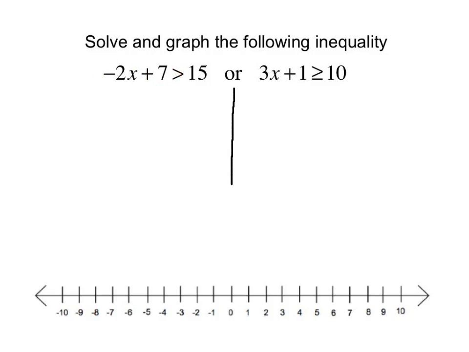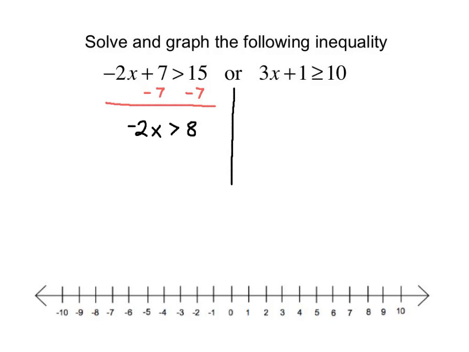I need to follow the opposite of the order of operations. So undoing the order of operations, I'm going to first deal with the addition by subtracting 7 from both sides. And what we notice is that this gives us this new equation. Still have the negative 2x. I still have a greater than sign because I have not multiplied or divided by a negative, and then 15 minus 7 ends up being 8.